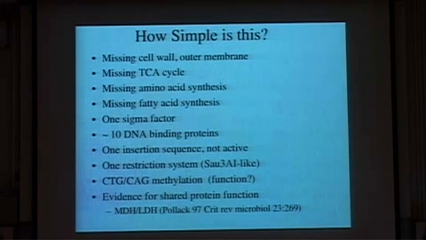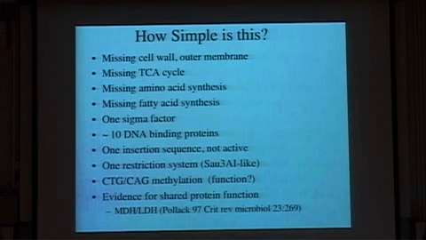It's missing a cell wall. It's missing the citric acid cycle. No amino acid synthesis, no fatty acid synthesis. One sigma factor, about 10 DNA binding proteins for control. There's a good number of riboswitches.